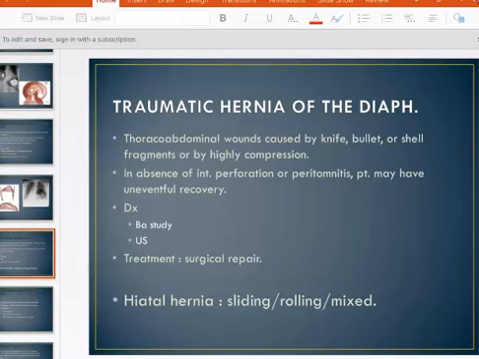And another thing, we have hiatal hernia. This is either sliding, rolling, or mixed. We discussed it in the GIT; I gave the lecture in the GIT for you. This does not need to be memorized here.